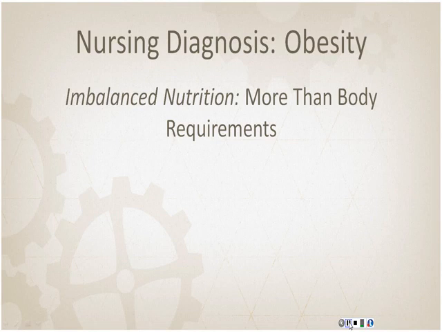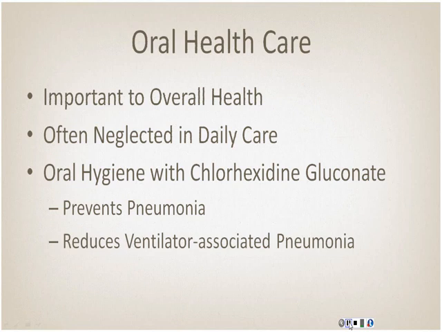So the nursing diagnosis would be imbalanced nutrition more than body requirements, and this is related to caloric intake that is greater than what the body needs, or it can also be related to decreased activity levels. The expected outcome would be for the patient to achieve and maintain weight loss to a specified weight.